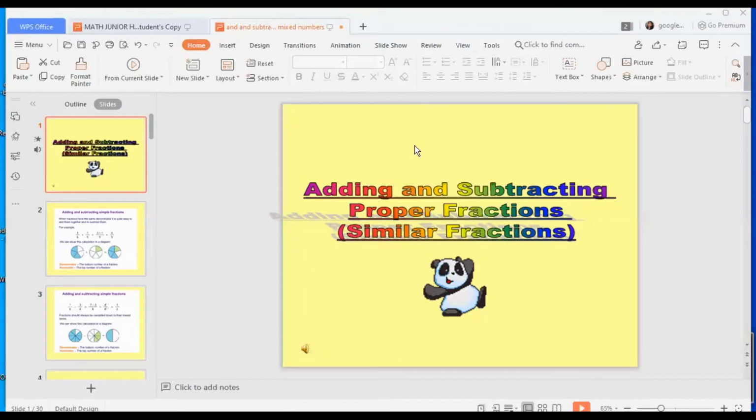Add and subtract proper fraction and mixed fraction with a similar fraction.